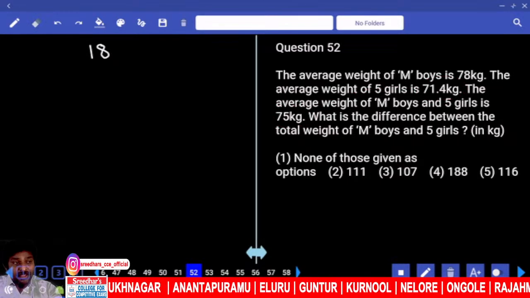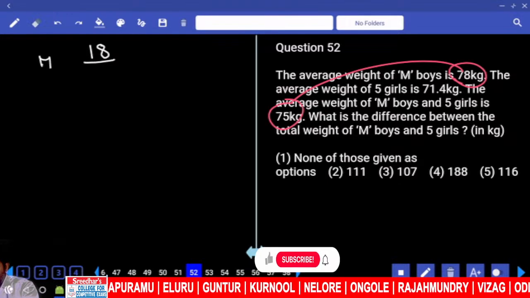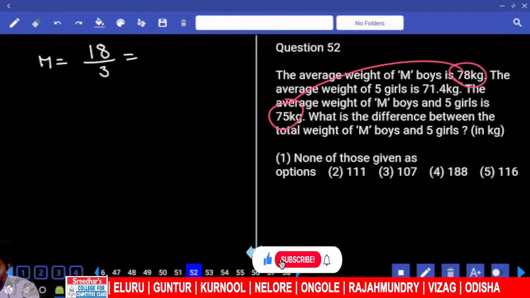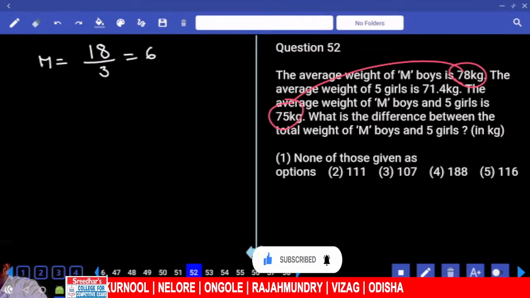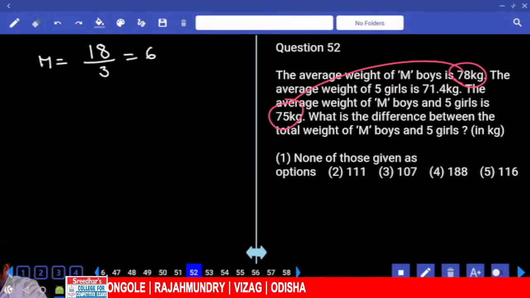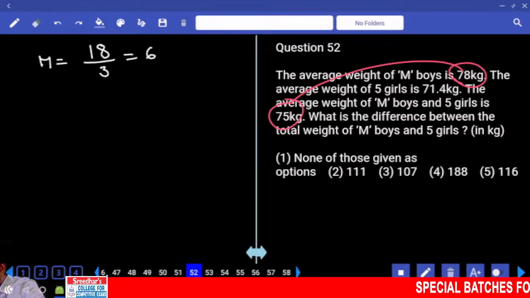For each boy, how much did it decrease? The number of boys will be 18 divided by 3, that is equal to 6. Or you can even use allegation also. Have you understood this point? Logical solution: total increase in girls should be equal to total decrease in boys. That itself is the concept of average.